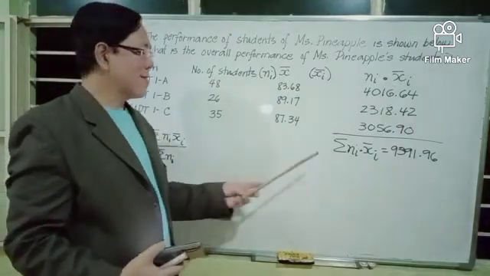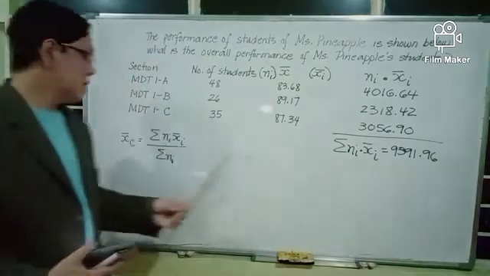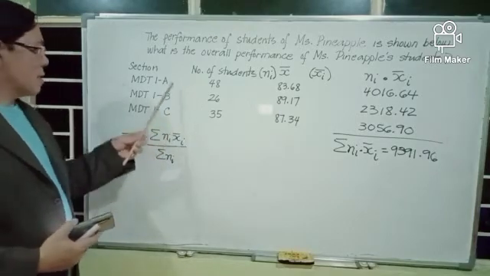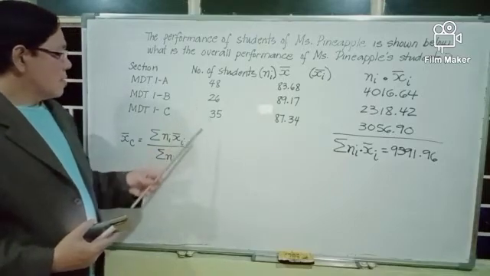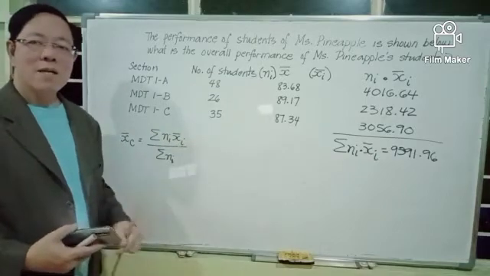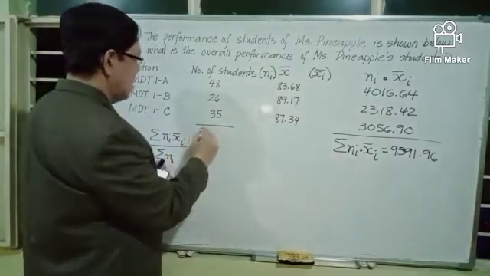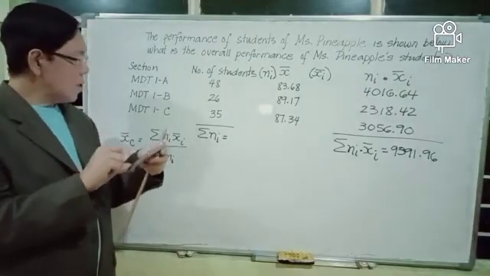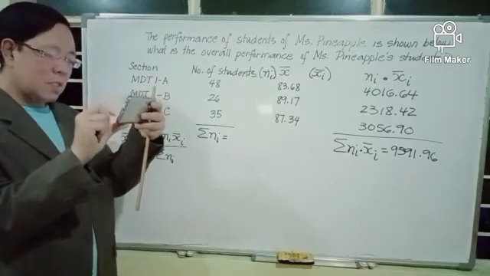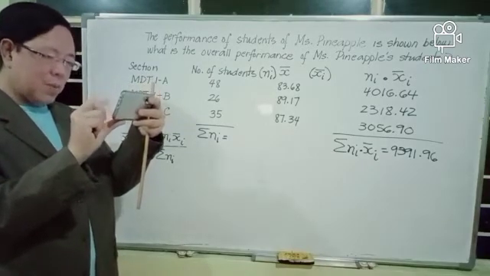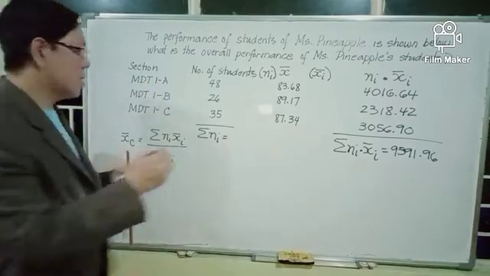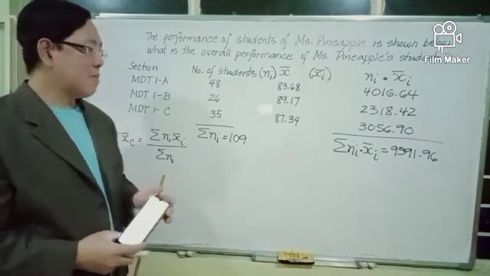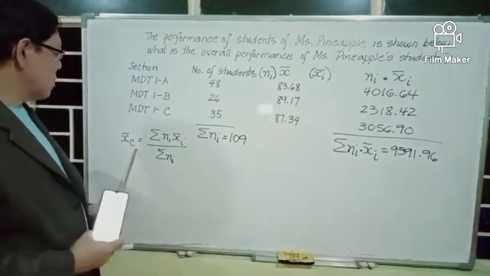And this summation of the products n sub i times x bar sub i is to be divided by summation of n sub i, or the total number of students in the 3 groups of MedTech. Hence, we add the entries in this column n sub i to get the summation of n sub i. And you add using your calculator. We have 48 plus 26 plus 35 equals, and you should get 109. Miss Pineapple had 109 students in the last completed semester.